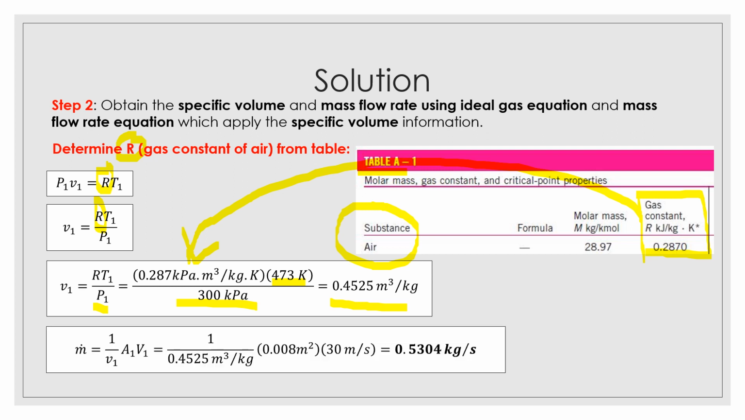After that, we use the mass flow rate equation and we insert all the information that we get from the previous calculation: specific volume, area, and also the velocity. And finally, we get the mass flow rate, 0.5304 kilogram per second.